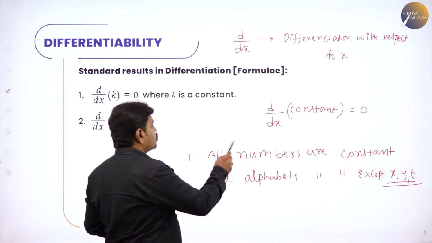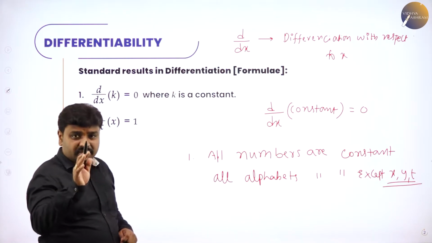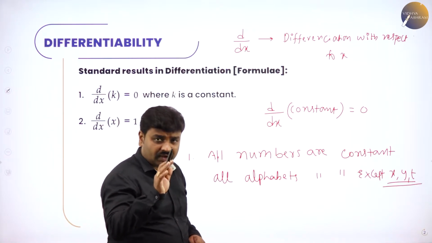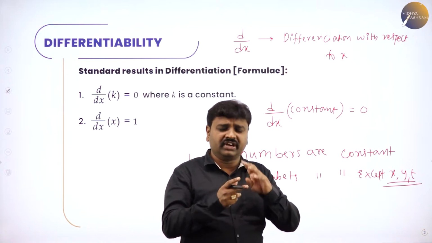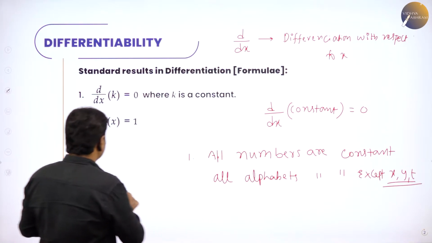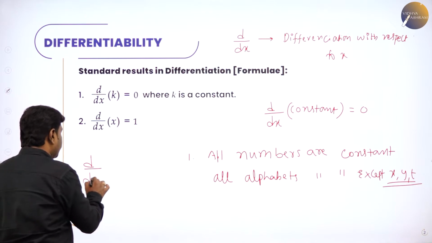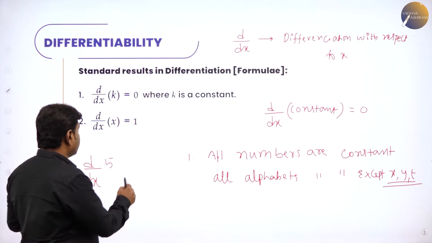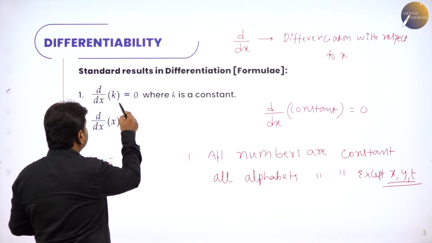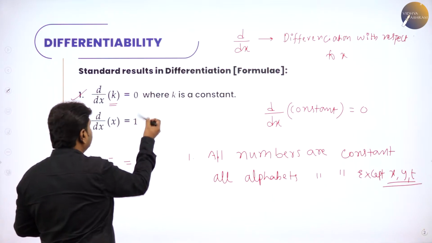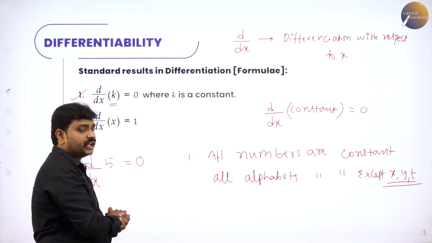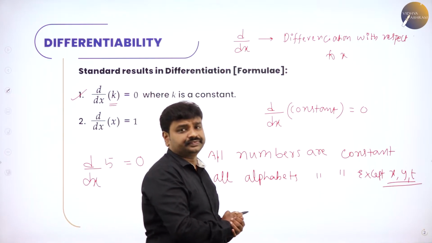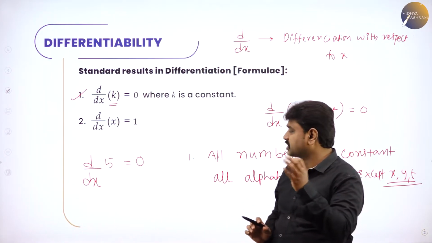So first you should know what are constants. All numbers in mathematics are constants. All alphabets except x, y, t we treat as constants. Now if I ask you what is d by dx of 5, all of you know 5 is a number. What is d by dx of constant? The first formula says it is 0. Derivative of constant is 0.